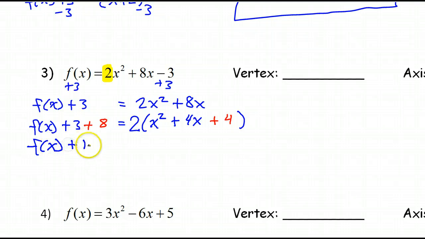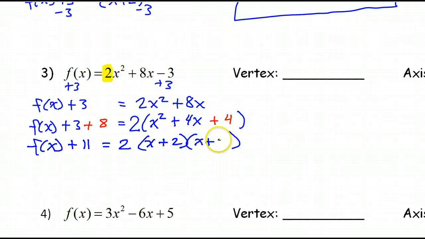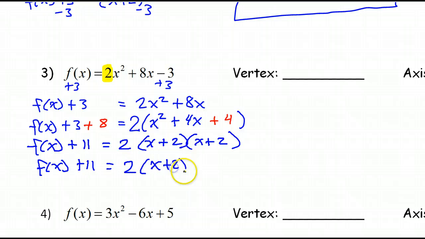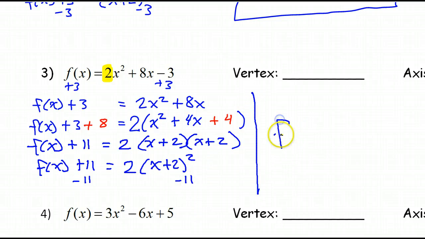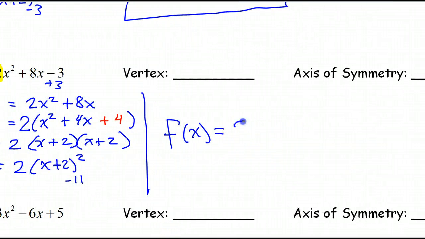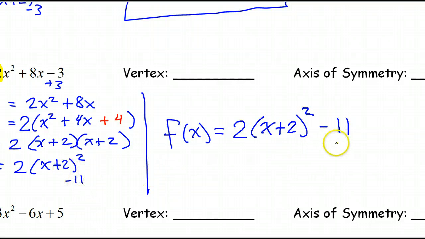So I've got f of x plus 11 is equal to 2 times, and this should be the same thing twice, x plus 2 times x plus 2. So that's going to give me f of x plus 11 is equal to 2 times x plus 2 squared. Subtracting 11 from both sides, that's going to give me f of x equals 2 times x plus 2 squared minus 11, because I subtracted that 11.